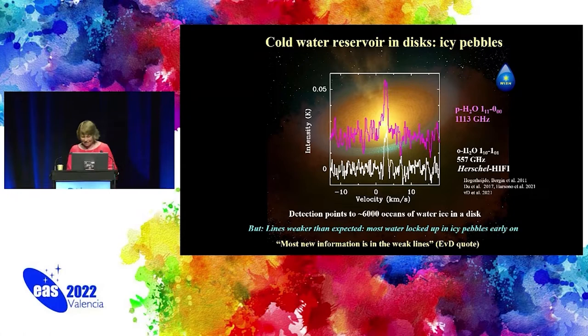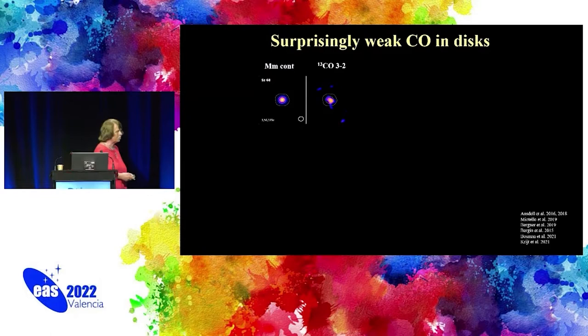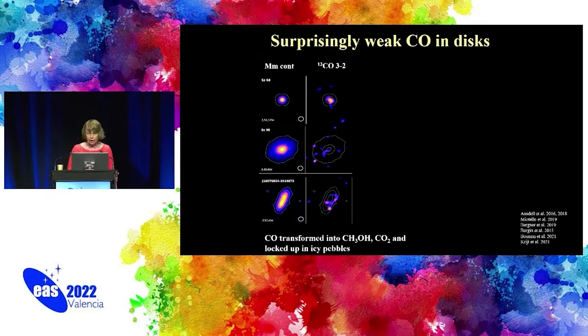The same actually holds for carbon monoxide. We were thinking and anticipating that it would be easy with ALMA to detect carbon monoxide in disks. And this is one of the few hundred disks that we have observed with ALMA. A strong continuum, and in this case, a reasonably strong carbon monoxide as well. But the bulk of the few hundred disks are actually incredibly weak in carbon monoxide. Very strong here in the continuum, but almost absent 13CO in this case. Pointing to the fact that just like water, the CO is locked up in icy pebbles very early on and also partially transformed into methanol and CO2, processes that we actually also simulated in the laboratory. Now, how do we test this?